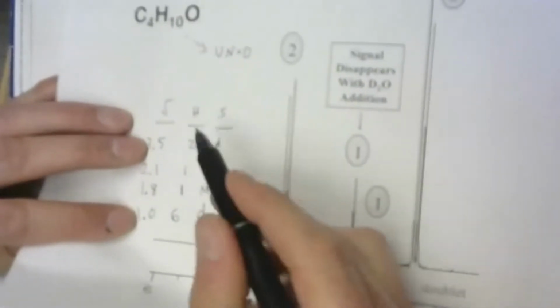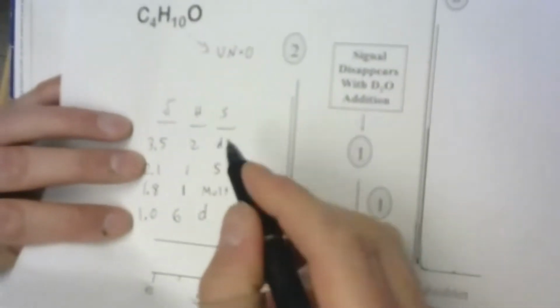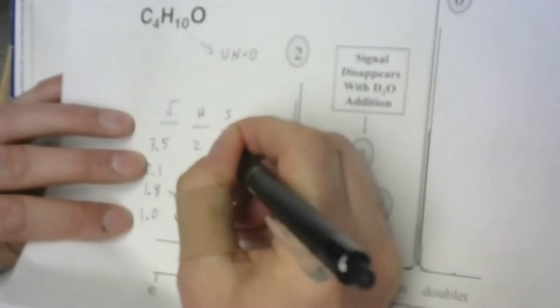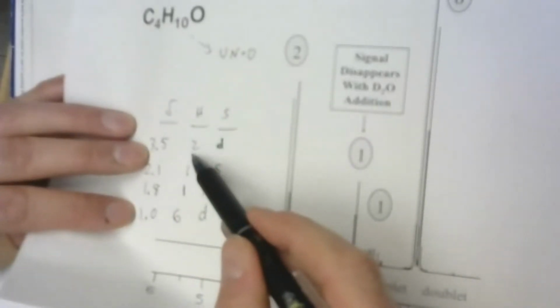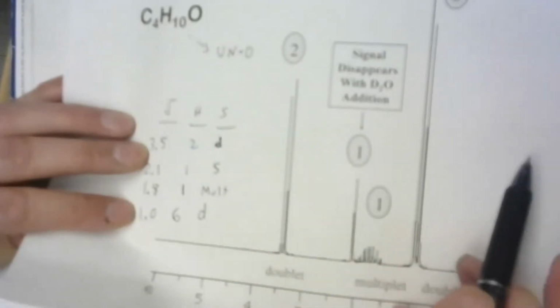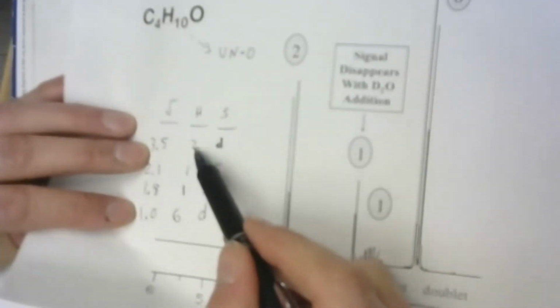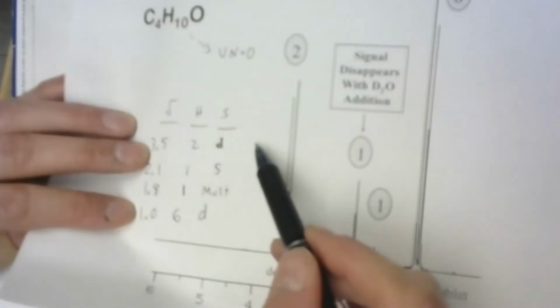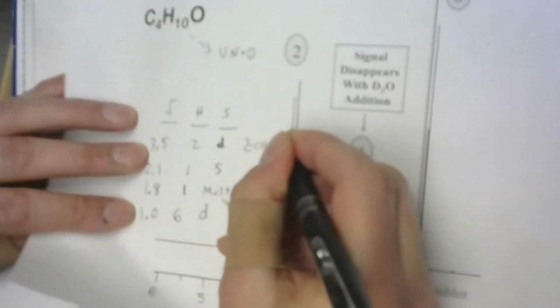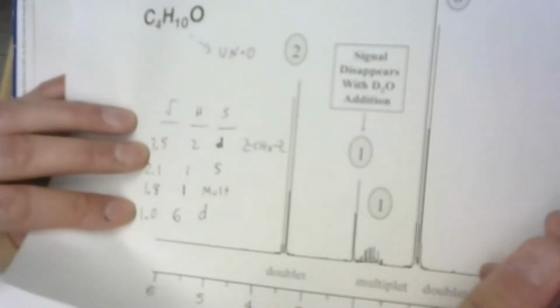We make our table, then we make our substructures. And we do that essentially looking only at the integration. So the top one is 2 protons. 2 protons must be a CH2. Yep. So I just do CH2, squiggly, CH2, squiggly. Yeah. What about this?